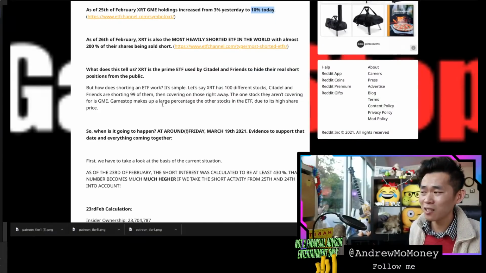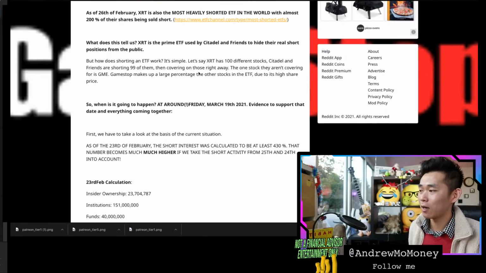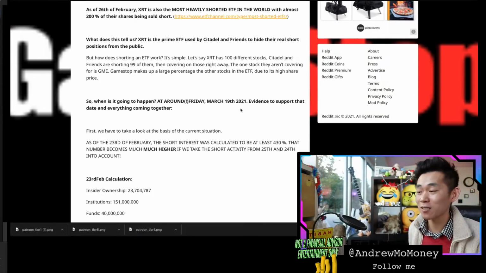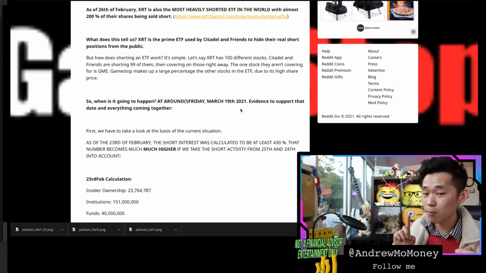But what does this tell us? Well, XRT is the prime ETF used by Citadel and friends to hide their real short positions from the public. And when is this going to happen? The squeeze is now projected to be Friday, March 19th, 2021. And we have almost 8 points of evidence for this. Of course, nothing is set in stone. So once again, pointing to that disclaimer that this is just a hypothesis.